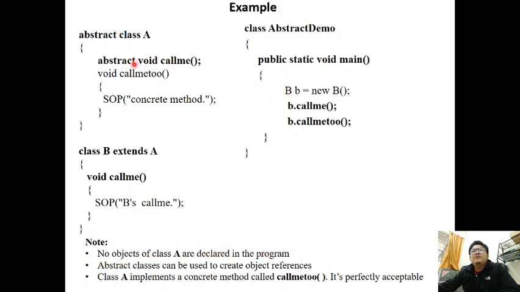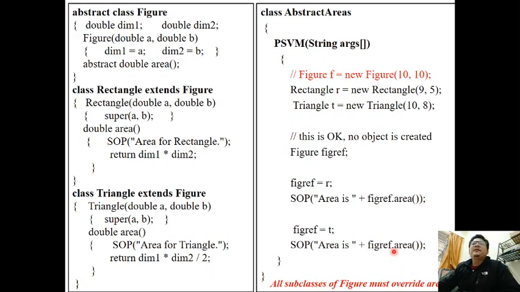Next, no object of class A is declared in the program. You can see you have not created the object of class A anywhere in the program because it's not allowed, and it's incomplete because the definition for callMe is not there. Abstract classes can be used to create the object reference, I'll talk about it. And the last one is that class A implements the concrete method callMe2. It's perfectly acceptable. No worries.